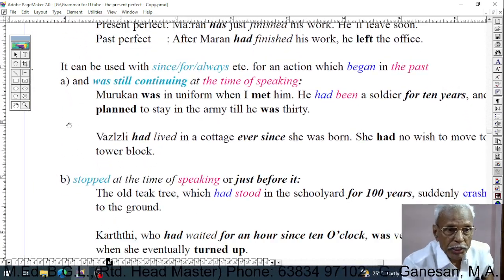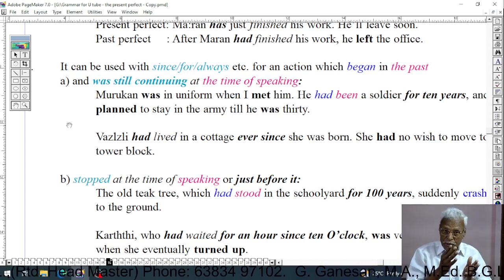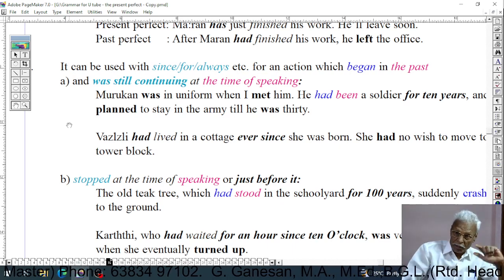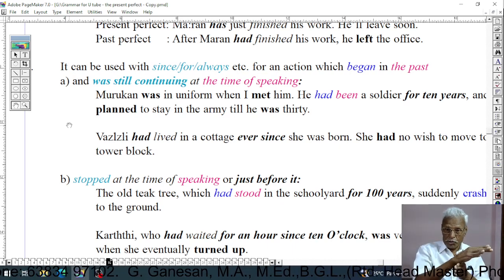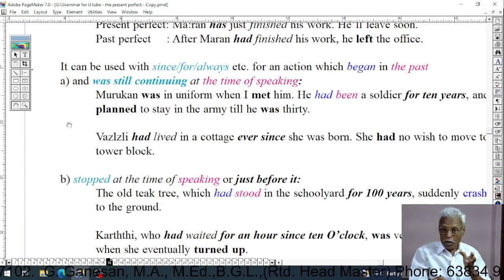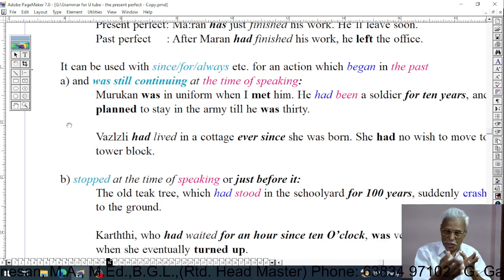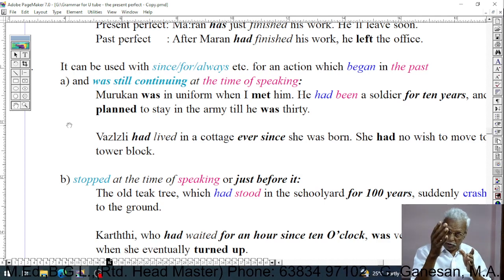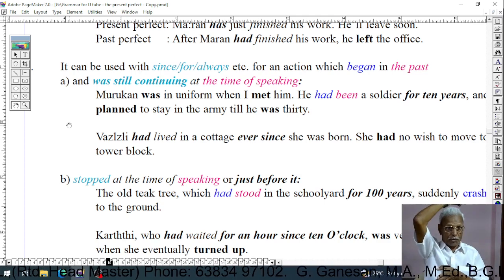Then the second use: the past perfect can be used with since, for, always, etc., for an action which began in the past and was going on at the time of speaking in the past, or got stopped at the time of speaking or just before it, or had finished some time before.